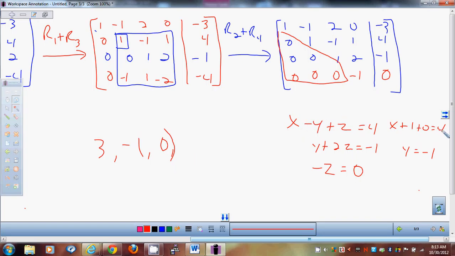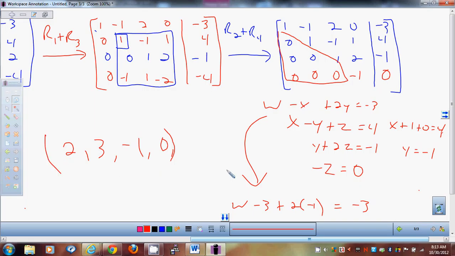And then the top equation is w minus x plus 2y equals negative 3. I'm going to work this one down here. So that's w minus 3 plus 2 times a negative 1. So that's w minus 3 minus 2. So it's w minus 5 equals negative 3. Add the 5 to the other side, and you get 2. So your solution is 2, 3, negative 1, 0.